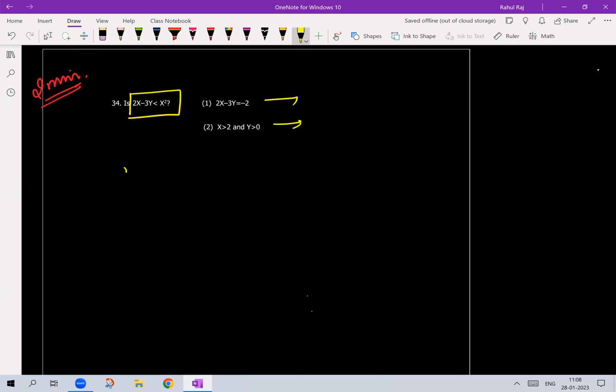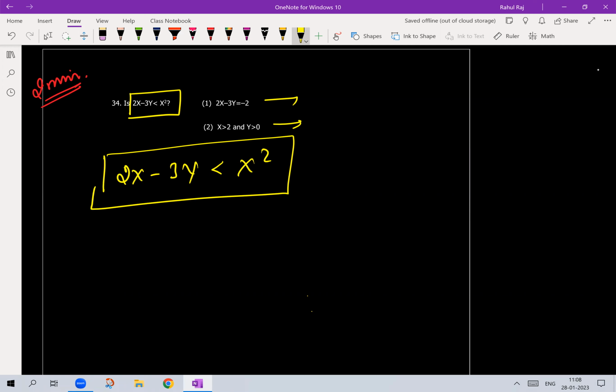The question says: is 2x minus 3y less than x square? Now, when I ask you to understand the question, I just want to ask you what exactly you are thinking from the question. That's it. So imagine if I have to prove 2x minus 3y is less than x square, what will I have to do? How can you say 2x minus 3y is less than x square?